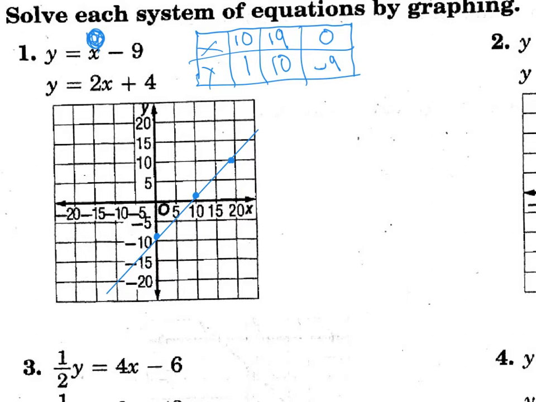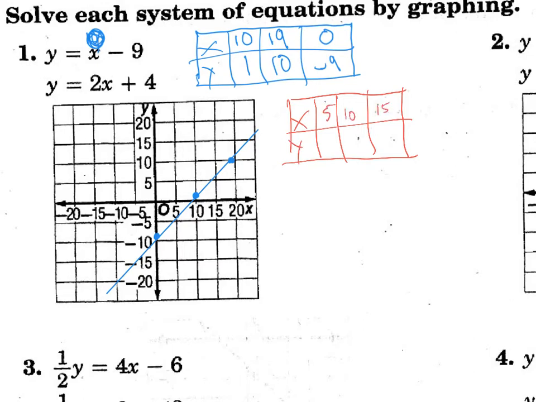Now let's make an xy chart of the other ones. Let's use red this time. So here we go. We'll choose some x values that make sense. How about we do like x is 5, 10, and 15, because we'll count by 5s with our x's. That'll make it easy to graph.